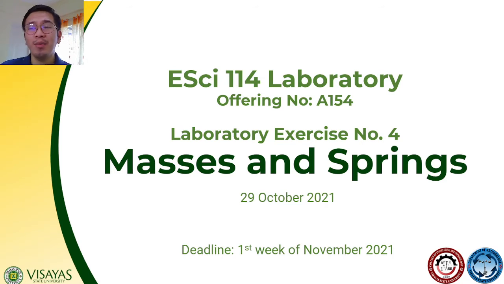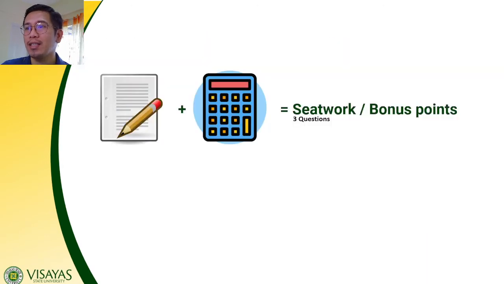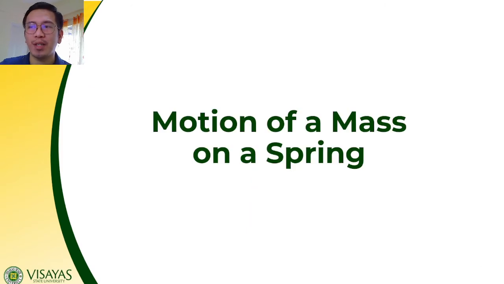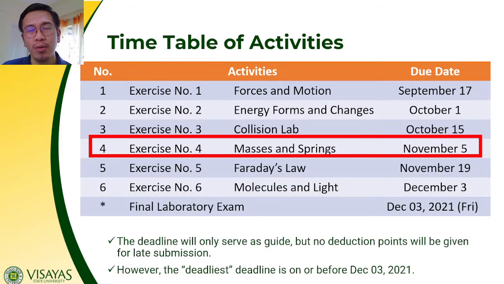So the underlying principle behind the masses and springs laboratory exercise number 4 is the motion of a spring on a mass. But before we proceed with our discussion, let me first update you with our timetable for the submission of your activities.